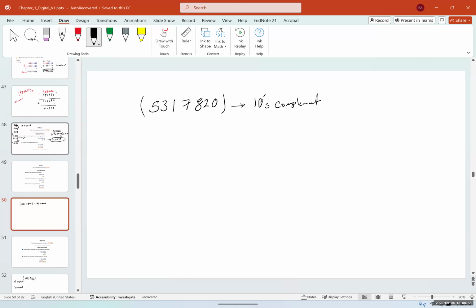What is the answer? 462. 2180. Yes, that's correct. So the first 0, we would just leave that. Second, the first non-zero digit, we would subtract it by 10. We're going to get 8. And then the rest, we would subtract it by 9. So it's going to be 1, 2, 8, 6, 4.